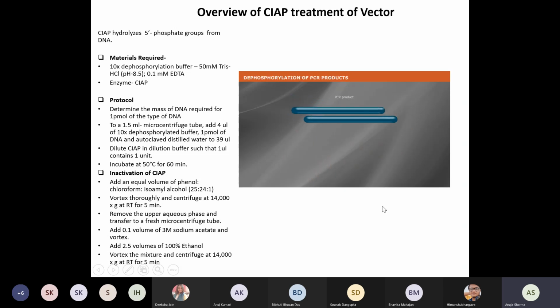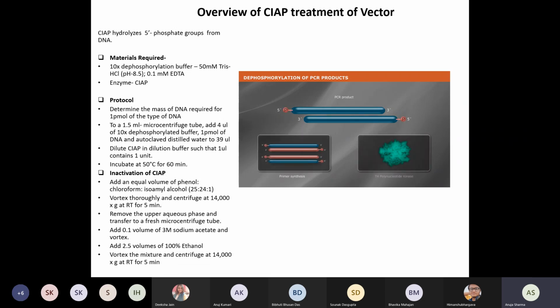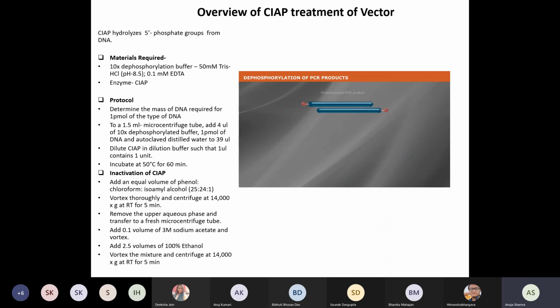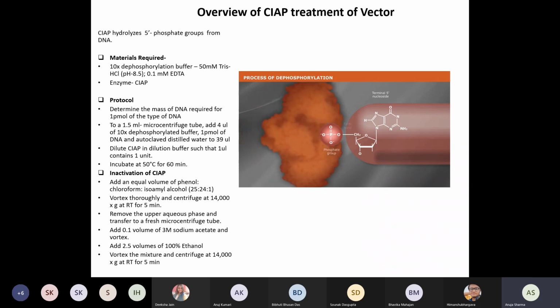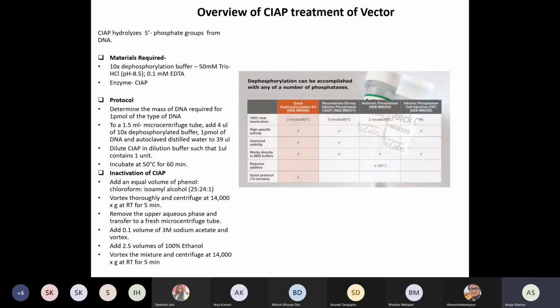If your insert is a PCR product, it will not have 5' phosphates unless specified during primer synthesis or added by T4 polynucleotide kinase. For optimal cloning results, we recommend ligating a phosphorylated PCR product to a dephosphorylated vector to minimize self-ligation of vector and reduce background colonies. The dephosphorylation reaction requires the hydrolysis of the ester bond between the terminal 5' nucleoside and the phosphate group. This is achieved using a family of enzymes known as phosphatases. Dephosphorylation can be accomplished with any number of phosphatases.